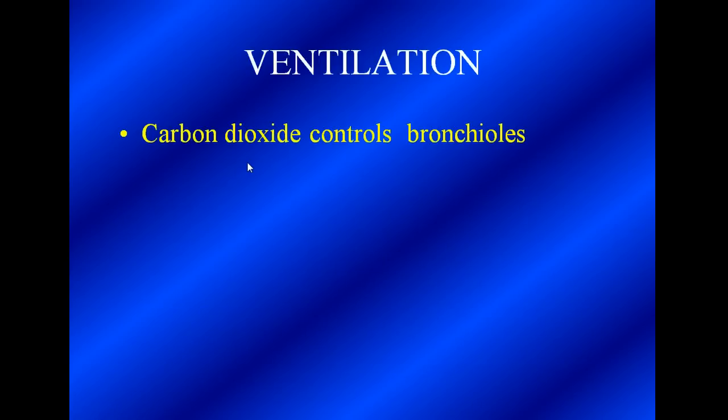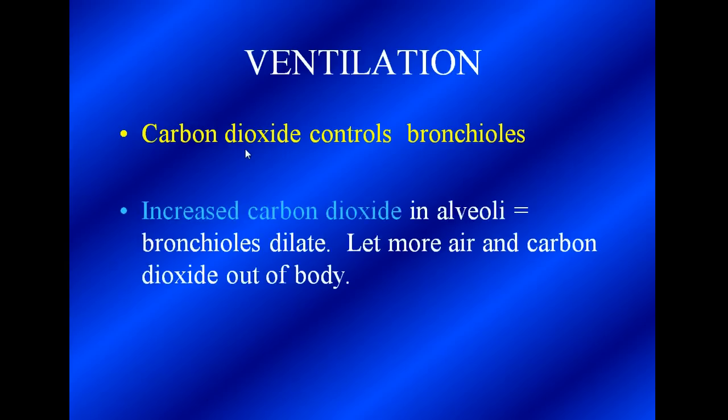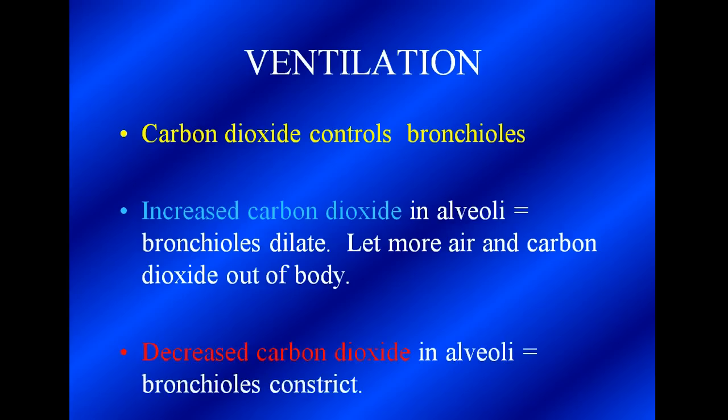So that's ventilation. Carbon dioxide in the alveoli controls the bronchioles. Increased carbon dioxide, bronchioles will dilate, let more air and carbon dioxide out of the body. Decreased carbon dioxide in the alveoli, not as necessary or not as critical to get that air out, so the bronchioles will constrict. So by going through these two processes, you kind of balance out where blood flow is going and where you're getting rid of air.